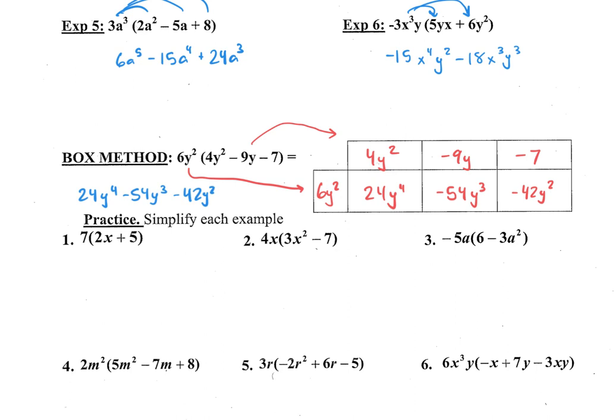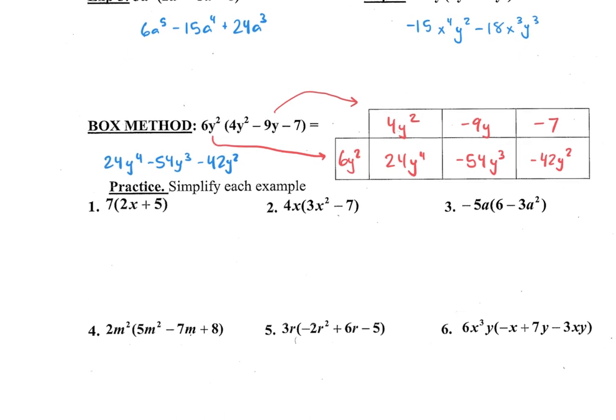Now, the box method isn't anything new. It isn't anything extraordinary. All it is is just another way to organize your work so that you guarantee you get everything. Some people like it. Some people prefer the rainbow method. It just depends on your preference. We're going to practice both, and then after today, you can pick your favorite and move on with your life.